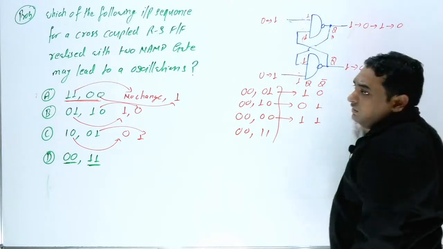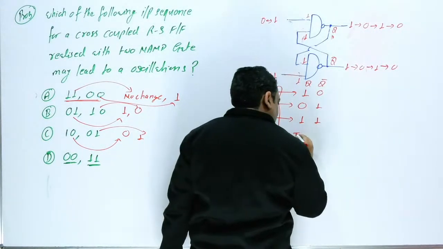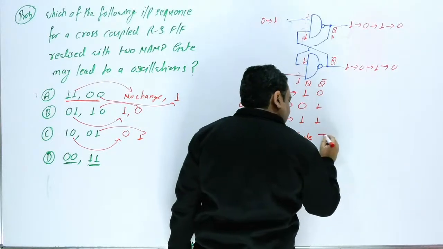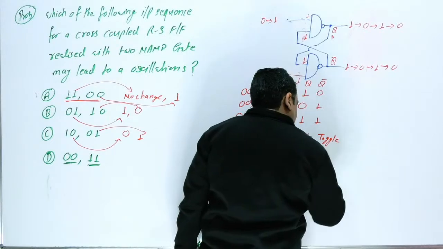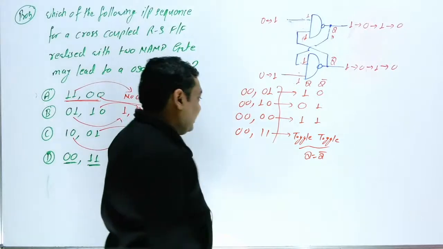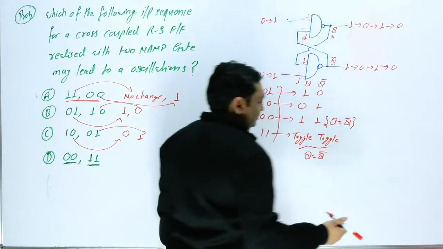So you are getting toggle, toggle, toggle here. So here you will get output toggle, and Q bar is the same and this is also toggle. Here Q is equal to Q bar. Here Q and Q bar are the same. And in this case also Q is equal to Q bar.